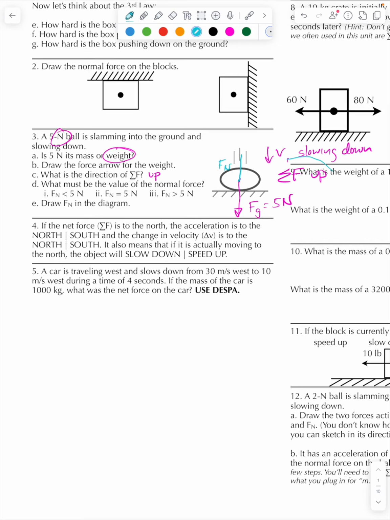So without finishing it yet, we know there must be a normal force in that direction. But we just said that the net force is up. So how big must the normal force be compared to the weight of the ball to allow the net force to be up? It must be bigger than 5 newtons. And so I don't know exactly how big, but I need to draw my arrow bigger than the 5 newton arrow.